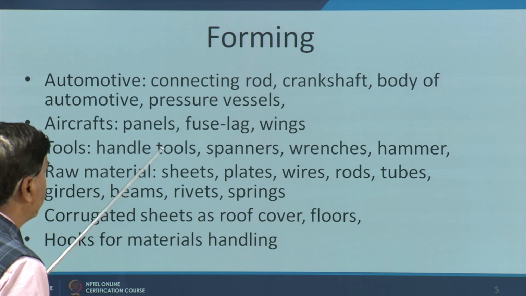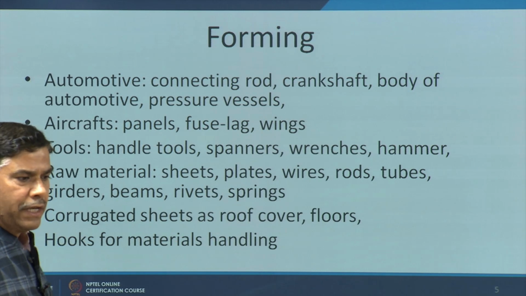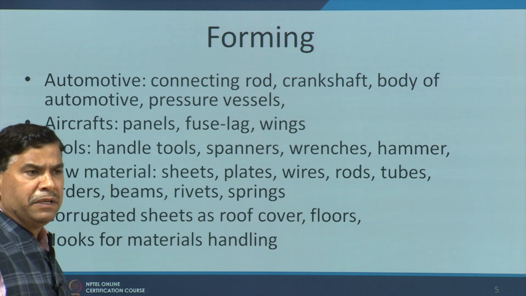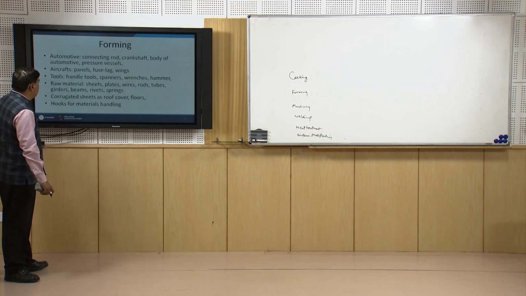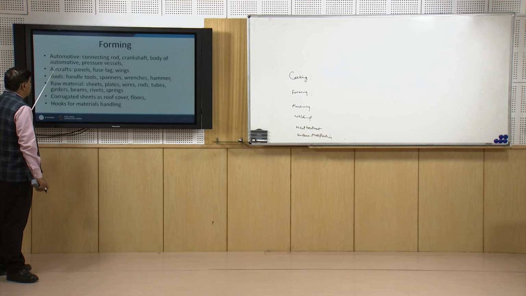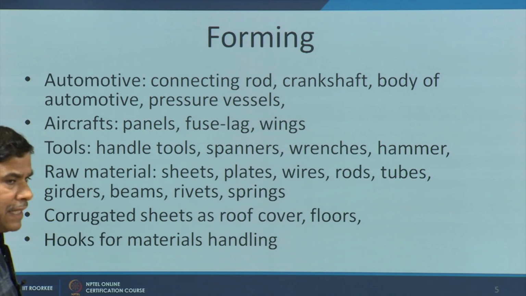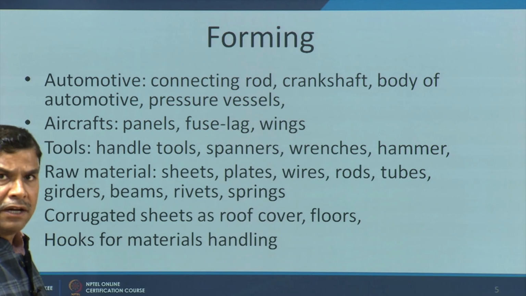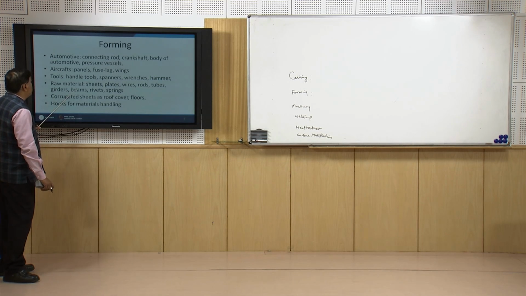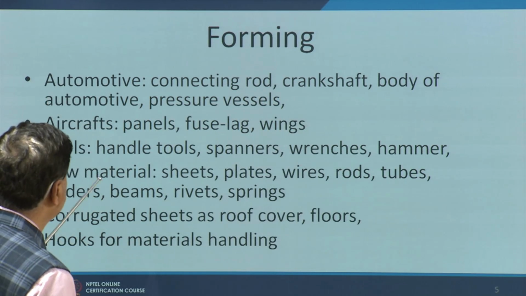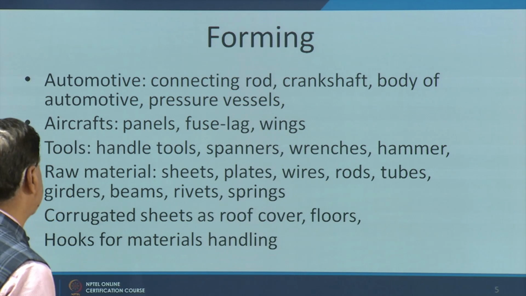In aircraft, we use different sheets of aluminum, titanium, etc. They are used for making panels, fuselage and wings, and forming is also used for making hand tools, spanners, wrenches, hammers, so that they can be made of higher strength and lighter weight. That is the feature which is exploited in forming. Then these forming processes are also used for making raw material in the form of sheets, plates, wires, rods, tubes, etc.